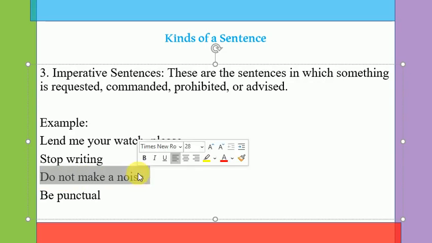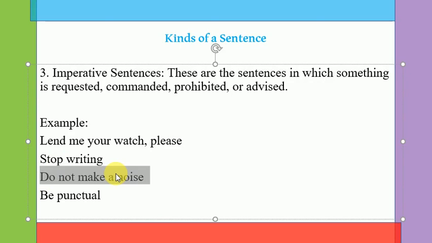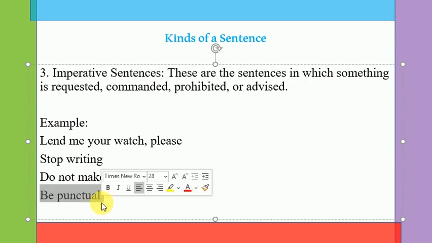And thus, it falls under the category of imperative sentence. Now, "Do not make a noise." This is clearly prohibiting the students, prohibiting the person from making a noise. Thus, it is a prohibitive sentence or imperative sentence. "Be punctual." Now, it is advising the person to be punctual, be on time, complete your work on time. And so it is an advisable sentence and falls under the category of imperative sentences.